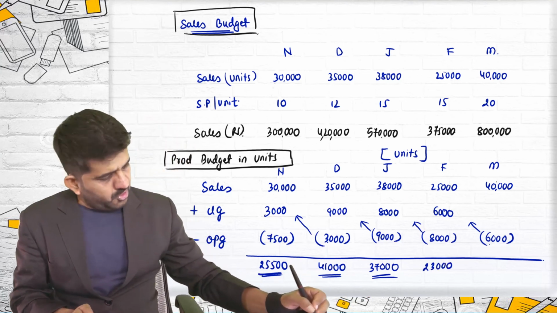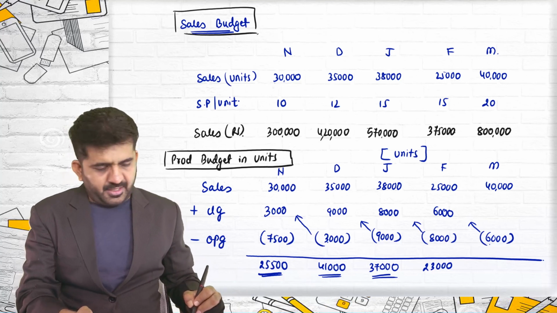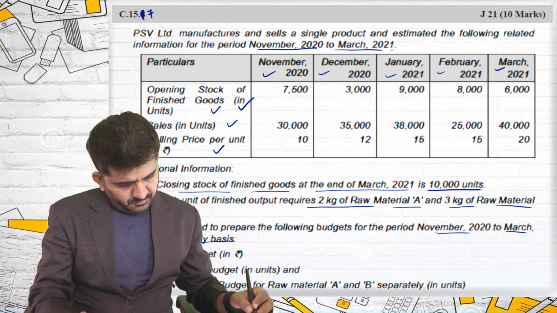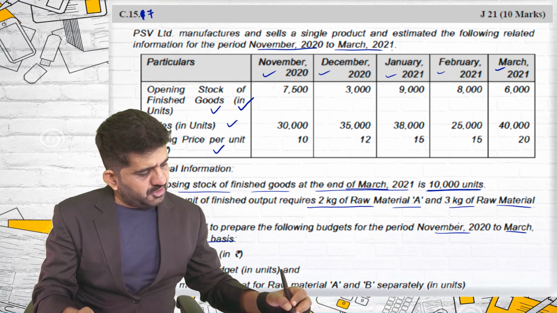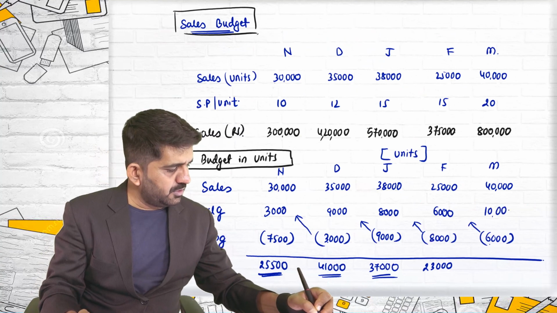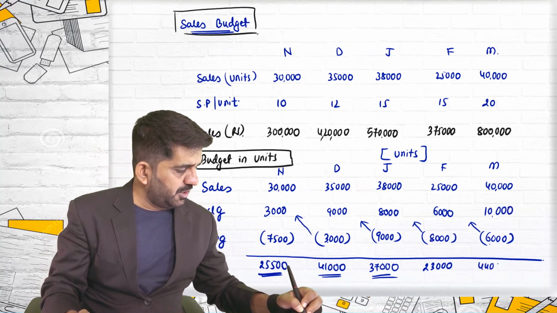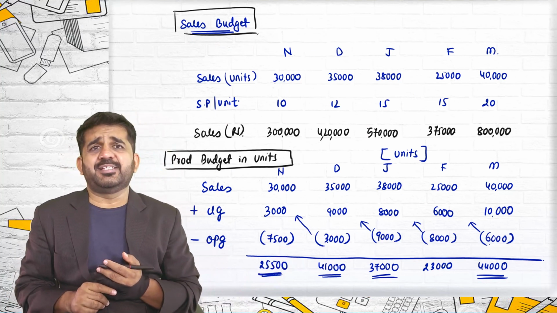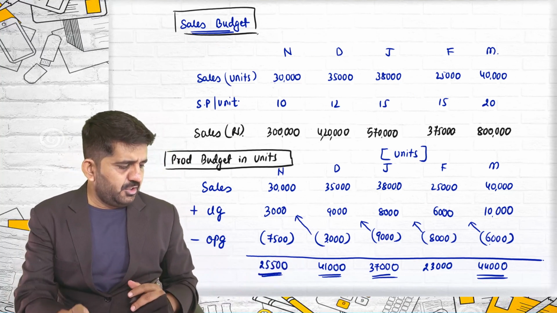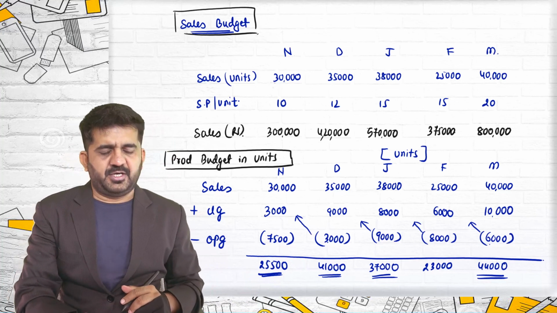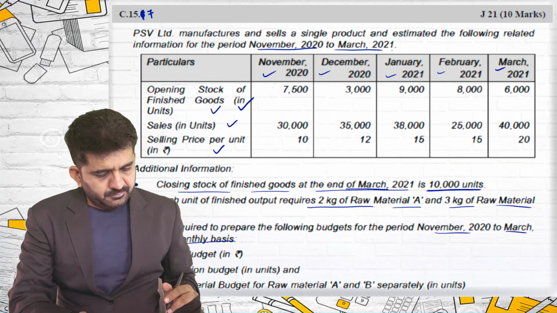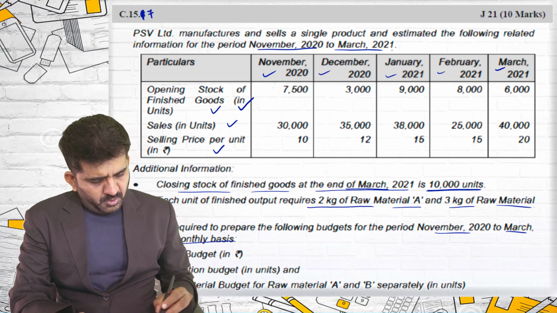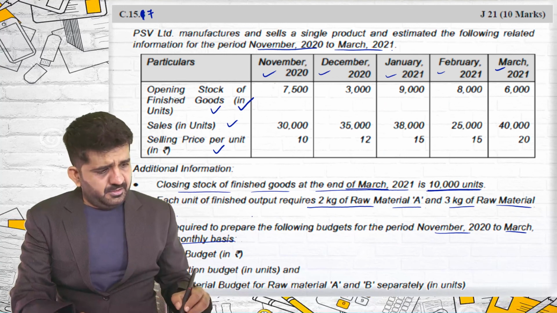Yes, closing stock of March will be given in the question. Closing stock of finished goods as on March is 10,000 units. So this is 10,000. 50,000 minus 6,000 is 44. So the production budget is also extremely easy. All the figures are given. You just need to put in the figures and find out the production budget. What is difficult is somewhat this. It is not difficult, but just calculative.